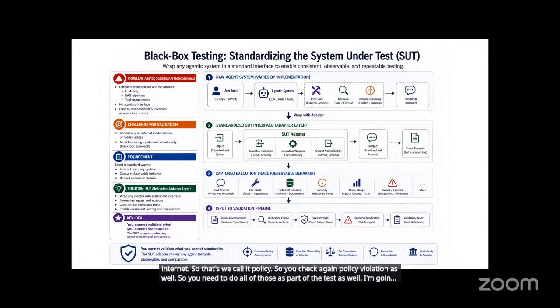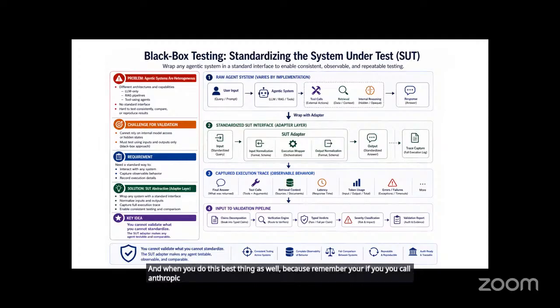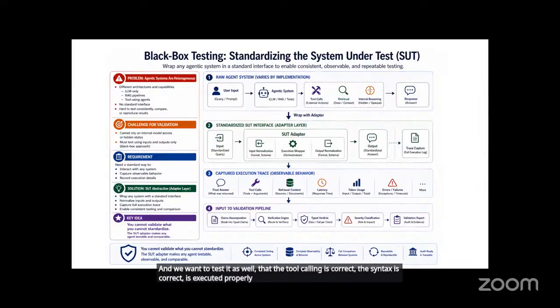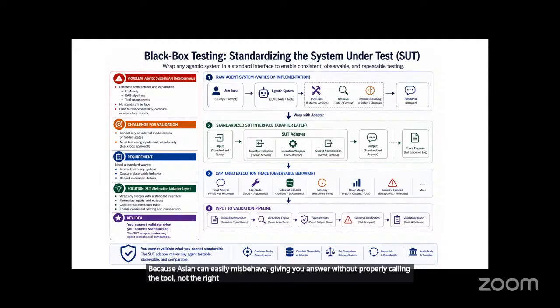I'm going to skip this one a little bit. When you do this testing, remember that your Anthropic or Claude agent will have a few skills and MCP or tools that will be called, and we want to test that the tool calling is correct, the syntax is correct, it is executed properly, and it returns the right answer as well. All those processes on tool calling have to be part of the validation, because an agent can easily misbehave, giving you an answer without properly calling the tool, or not calling the right tool. That's part of it that you need to think about.